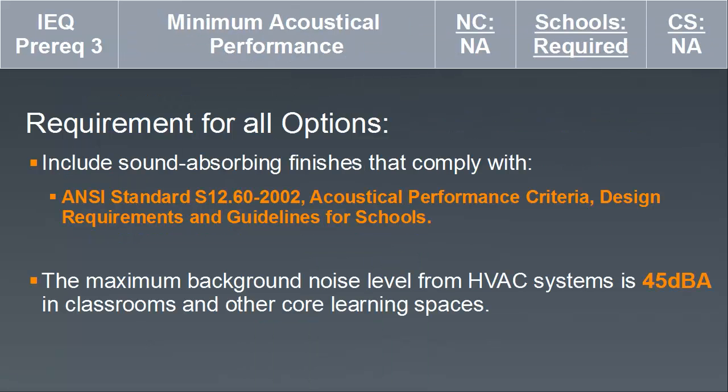The third prerequisite for indoor environmental quality is for minimum acoustical performance. It only refers to schools. And the requirement is to include sound absorbing finishes that comply with ANSI standard S12.6 acoustical performance criteria, design requirements, and guidelines for schools. This indicates that the maximum background noise level from HVAC systems is 45 decibels in classrooms and other core learning spaces.